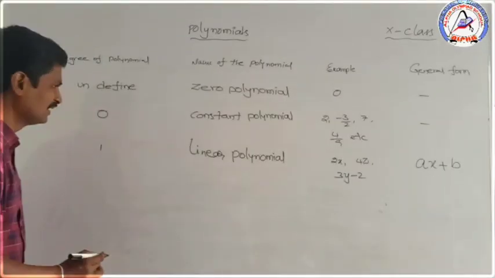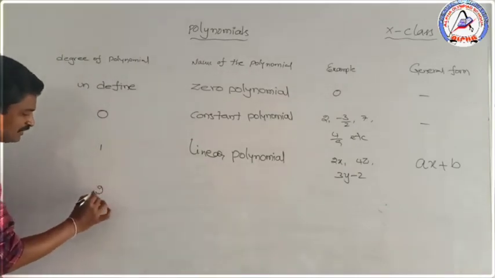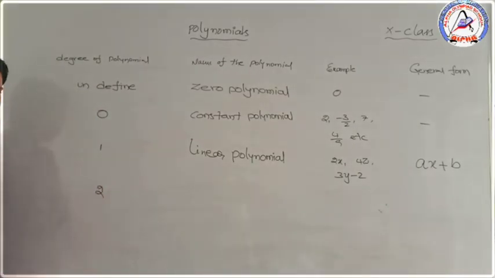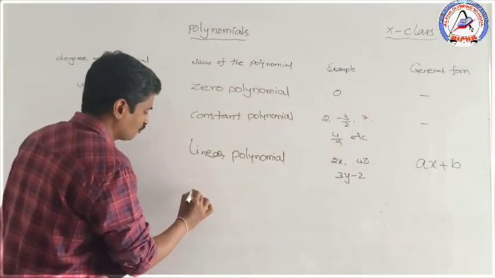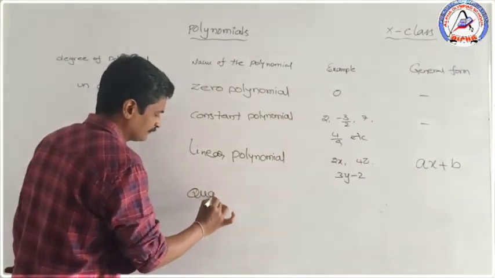Next one. If a polynomial's degree is 2, then the polynomial is called a quadratic polynomial.